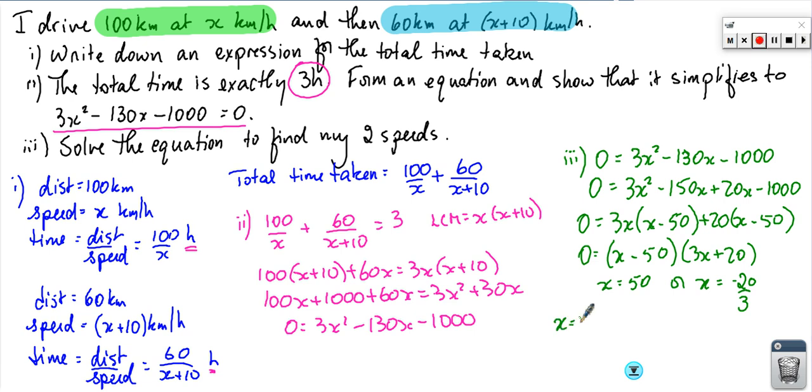So if x is 50 kilometers per hour, then x plus 10 is 60 kilometers per hour. Those are my two speeds for this problem. So this is the first problem. I consider this problem to be quite straightforward. It could have been worse. I'm going to show you another example of a problem which is slightly more difficult than this. So let's see another example.